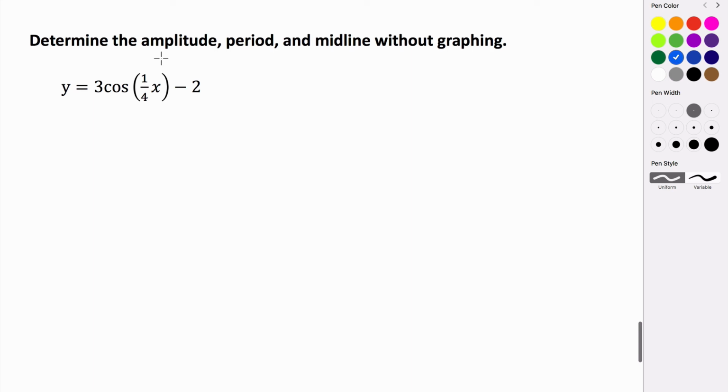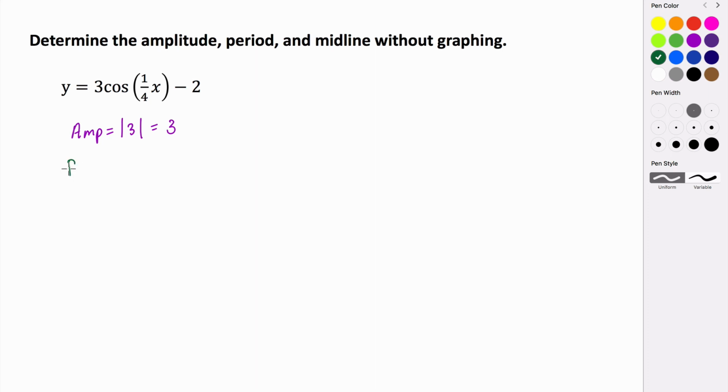So we want to, again, determine the amplitude, period, and midline of our function without graphing. The amplitude, we said, was the absolute value of a. So this is our value of a, the absolute value of 3, which is just 3. That means the distance from the midline to the maximum or minimum values is going to be 3 units.